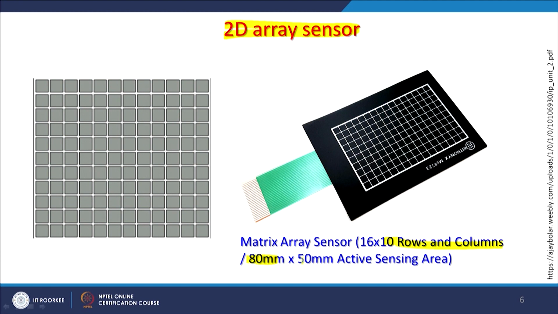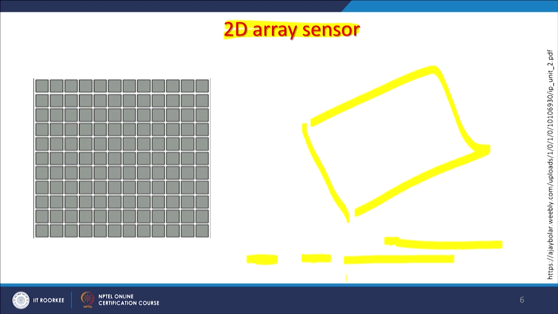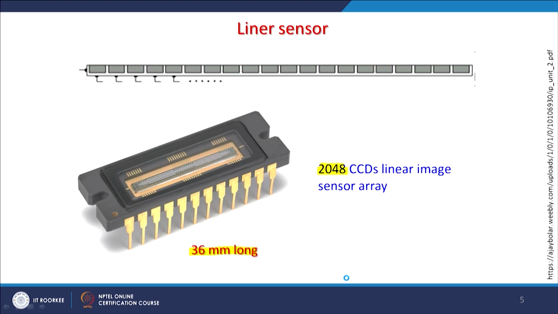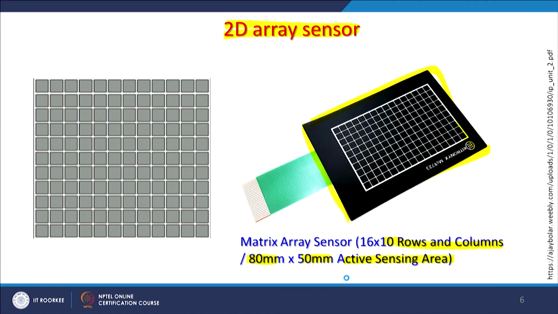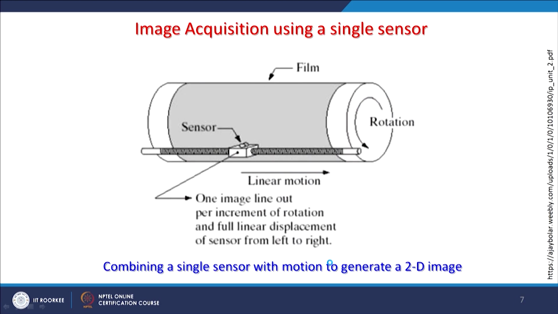80 millimeter by 50 millimeter, which is the active sensing area, which is this much. Now, compared to the linear array which we saw, where we had 2048 CCDs, here we are having just a few CCDs arranged. I say 2 dimensions, this is just an example of that.